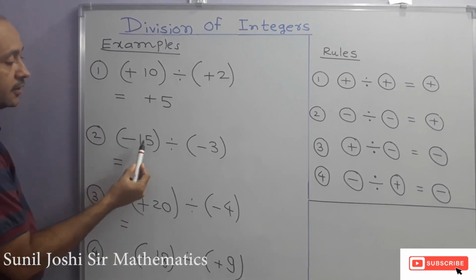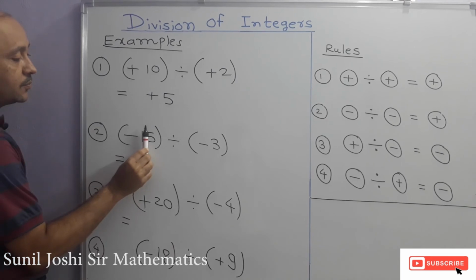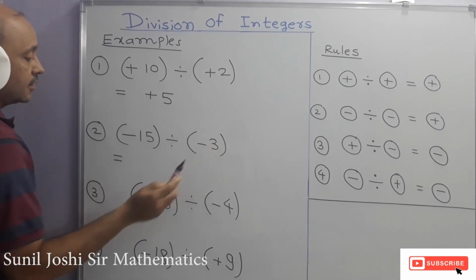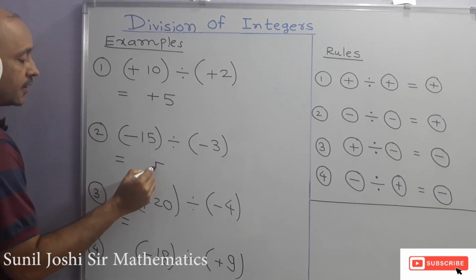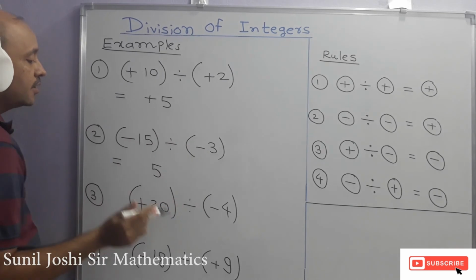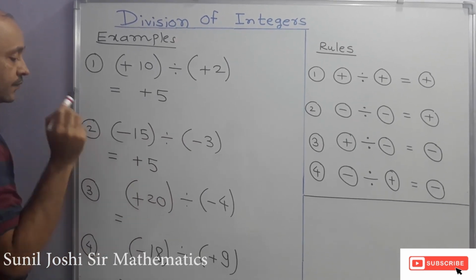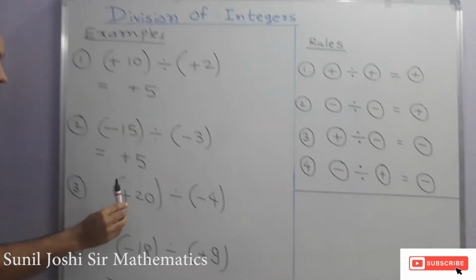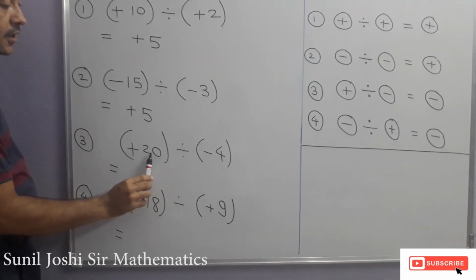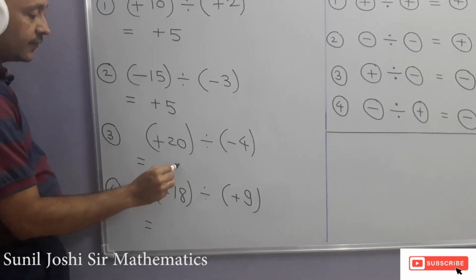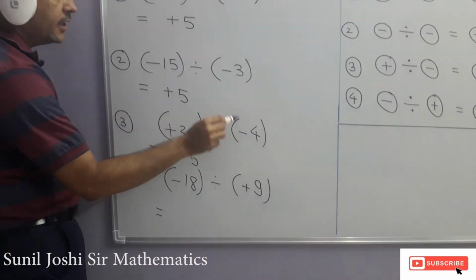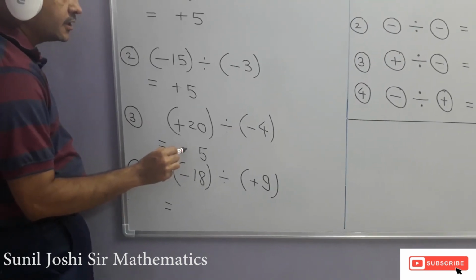The next one, see, concentrate on the numbers first. 15 is a number and 3 is a number. So divide 15 by 3. The answer is 5. Then decide the signs. A negative number is divided by a negative number, the answer is positive. Next, positive 20 is divided by negative 4. So 20 is divided by 4, the answer is 5. Then a positive number is divided by a negative number, the answer is negative.